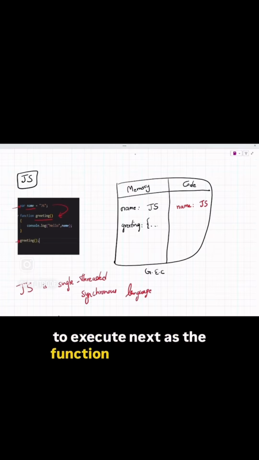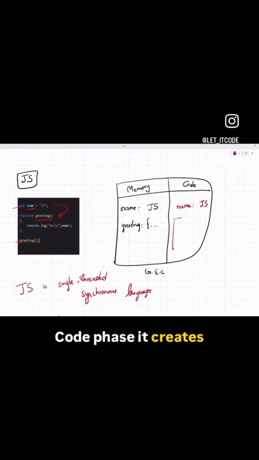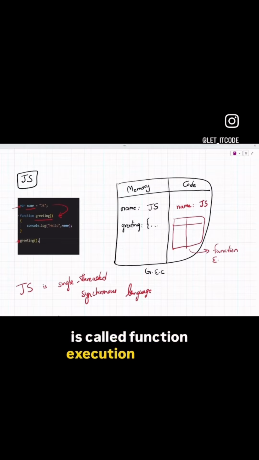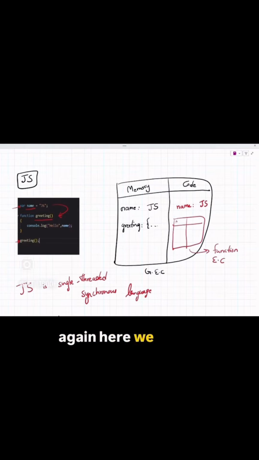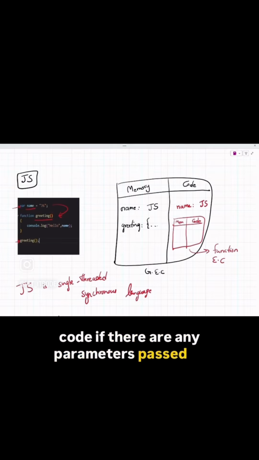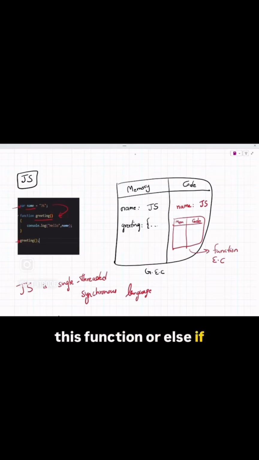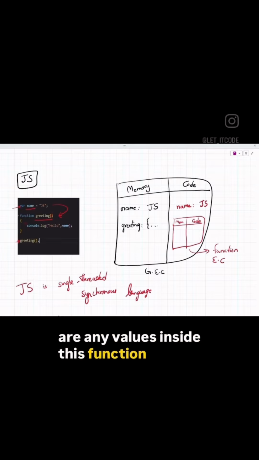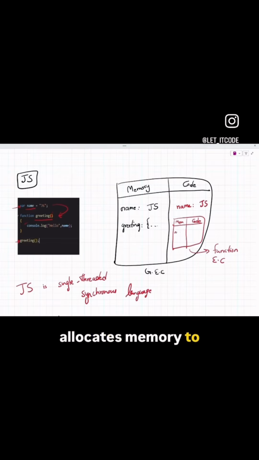Next, as the function got invoked, what happens is in the code phase, it creates another execution context only for the function, which is called function execution context. Again, here we will be having memory and code. If there are any parameters passed to this function, or if there are any values inside this function, again it allocates memory to those. Here in this case we do not have any of those, so simply it executes the function.